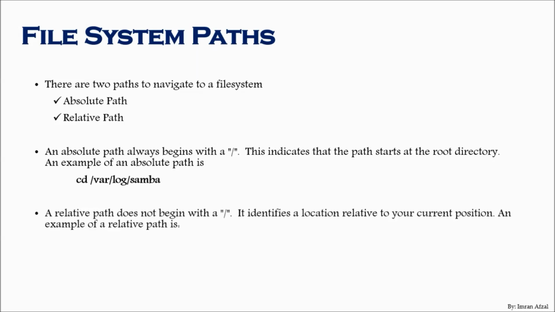Then we have the relative path, which does not begin with a slash. It identifies a location relative to your current position. An example of a relative path is you cd into /var. Once you are already in var, you could just do cd log. Now you notice we are not using /log because we are already in the var directory, and we could simply go into cd log, and then from there we could cd into samba. Again, here we are not using slash log or slash samba because they do not begin with a slash. They are within the /var directory.